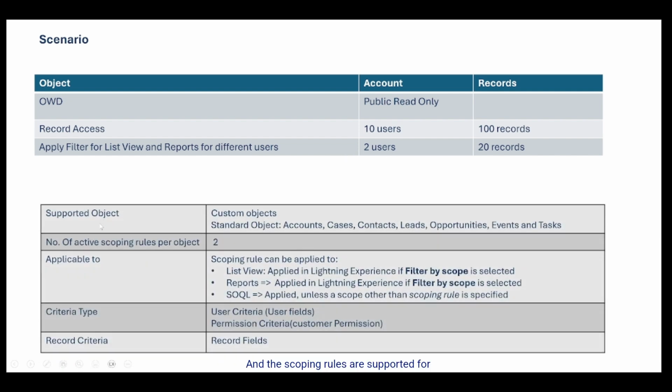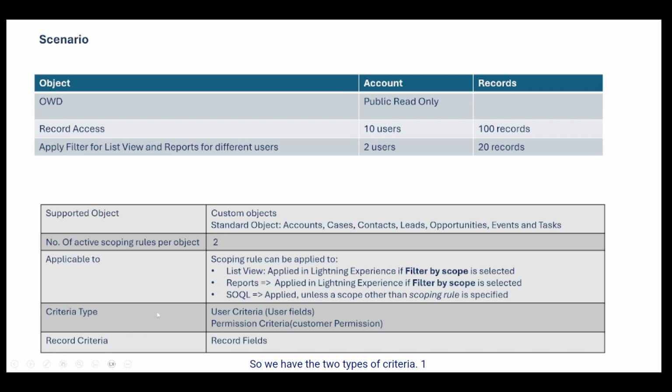And the scoping rules are supported for custom objects and a few of the standard objects like account, case, contact, lead, opportunity, event, and task. And you can have a maximum of 2 active scoping rules per object. Once you define the criteria, you can apply it on the list view and on the reports, and on SOQL it is automatically applied unless a scope other than scoping rules is specified.